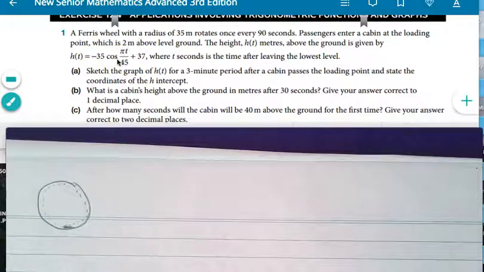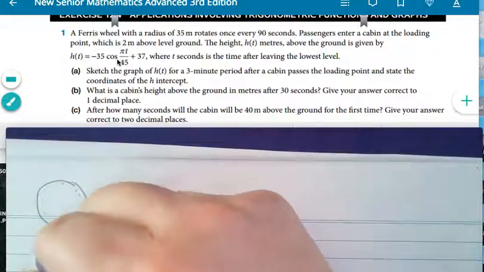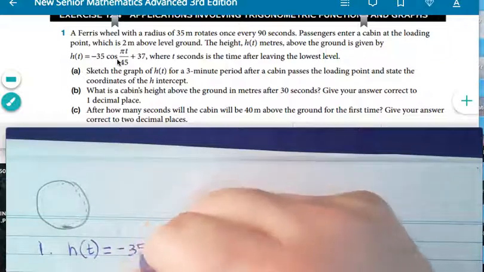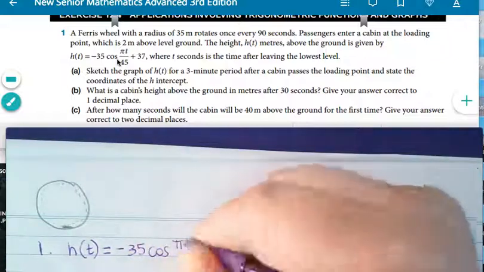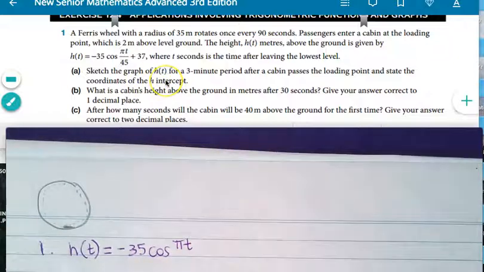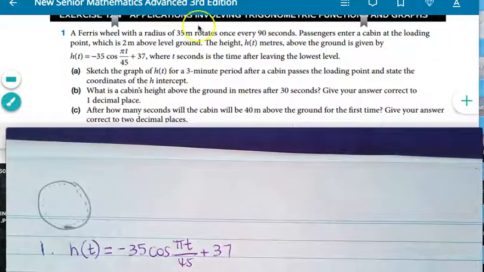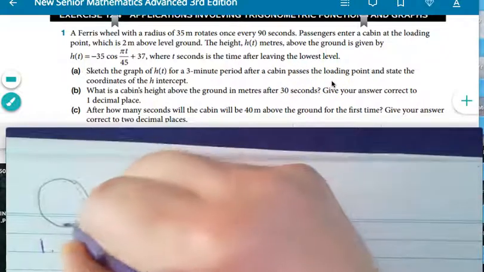So let's just write what that curve is. Question 1: we've got h as a function of time is negative 35 cos(pi t over 45) plus 37, where t is in seconds, and it's the time after leaving the lowest level on the ground. So we're going to sketch it for a 3-minute period after the cabin passes the loading point. Remember, the loading point is at the bottom.